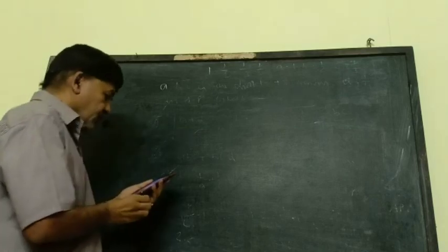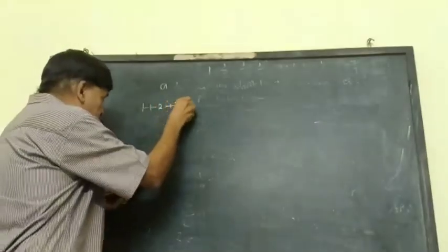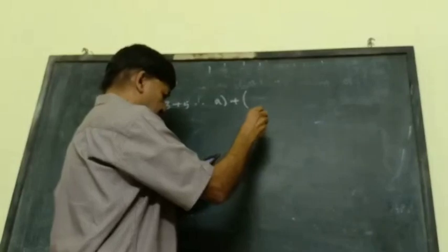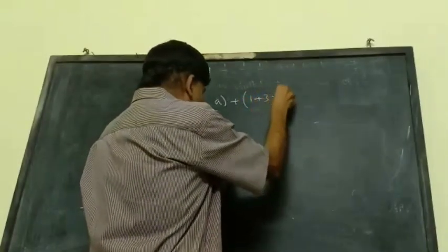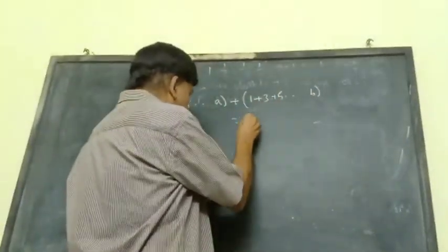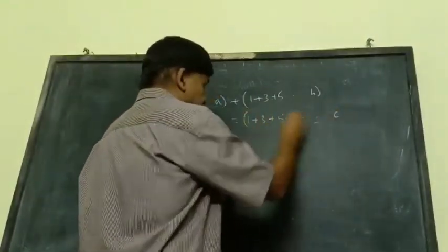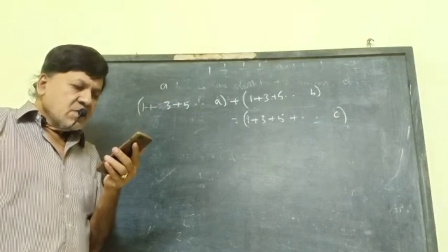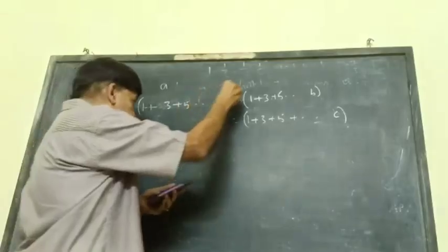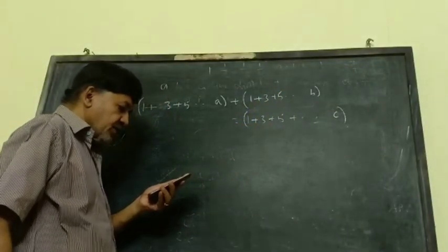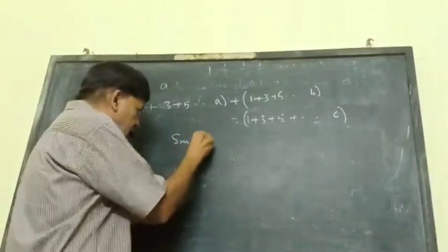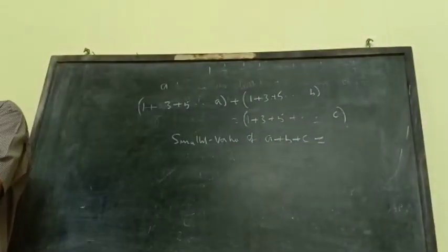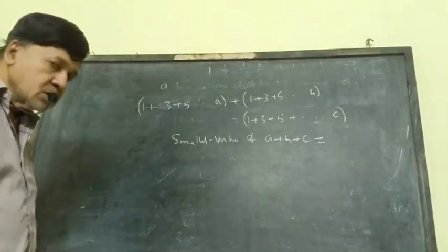The next question is: 1 plus 2 plus 3, 3 plus 5 plus up to A, plus 1 plus 3 plus 5 plus up to B, is equal to 1 plus 3 plus 5 plus up to C, where each contains the sum of consecutive odd integers. Then the smallest value of A plus B plus C is equal to how much? That is the question.